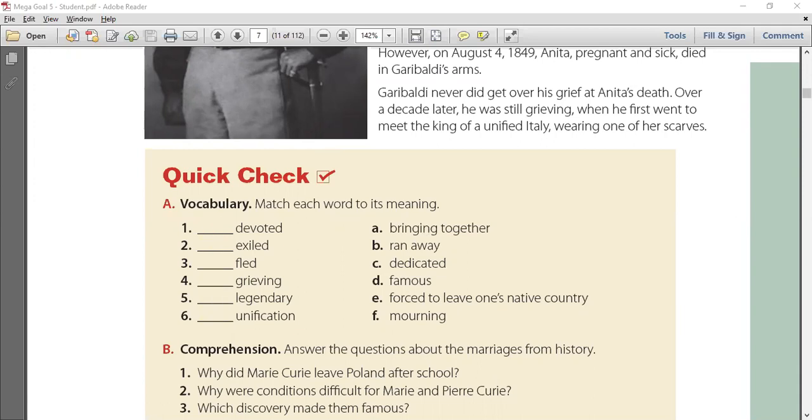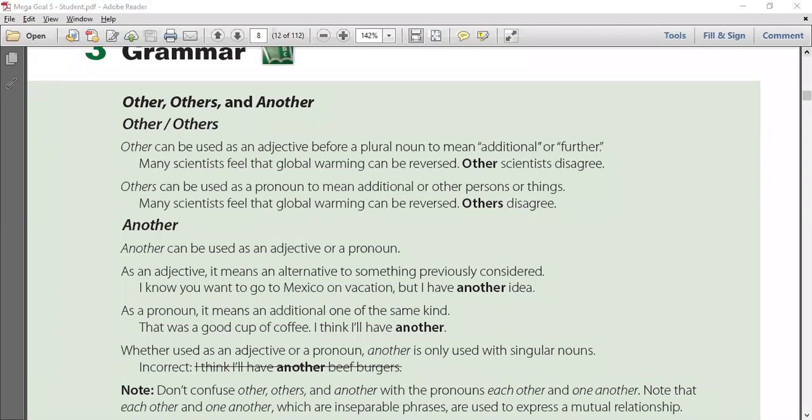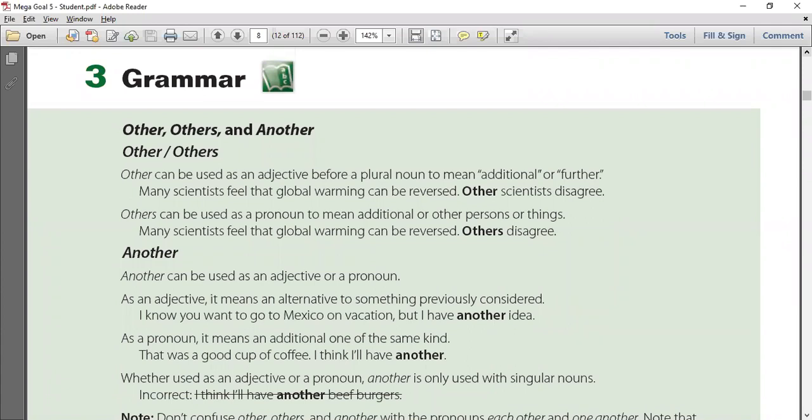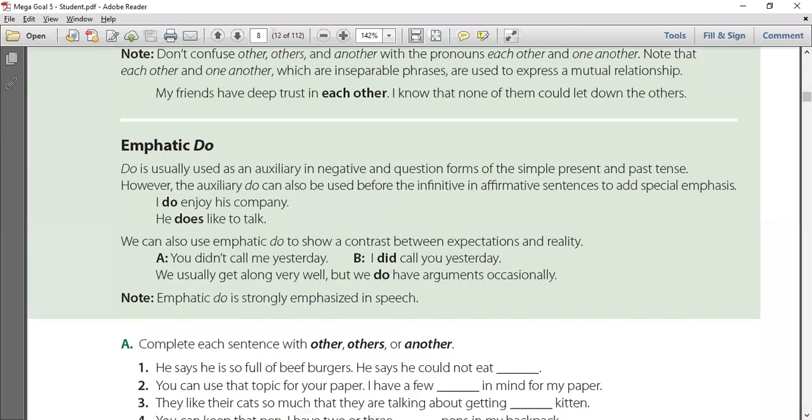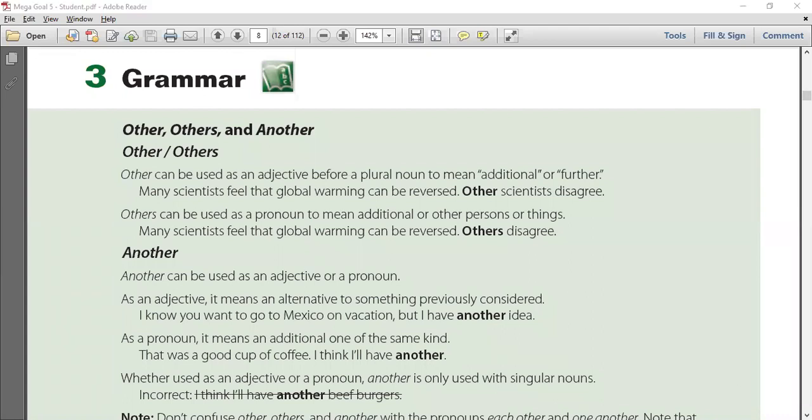Okay, so let's move on. Now we have the grammar of other, others, and another. Just let me show you something here. Page 8. Okay, so now we're going to know what is the difference between other, others, and another, and how to use them. Please focus, Sarit. It's a very important grammar. It's easy, but you need to focus. Now let's start with the first one, with other and others.